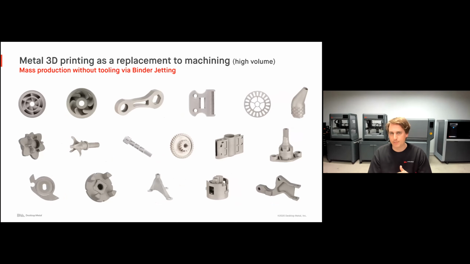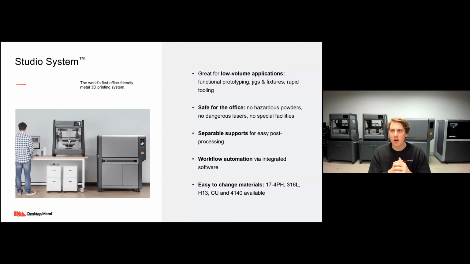We'll look at a bunch of examples of this today with parts that could have been machined, but were cheaper and faster to produce via binder jetting. The two printers that we're going to be talking about today are the Studio System. You can see it behind me here to my right.